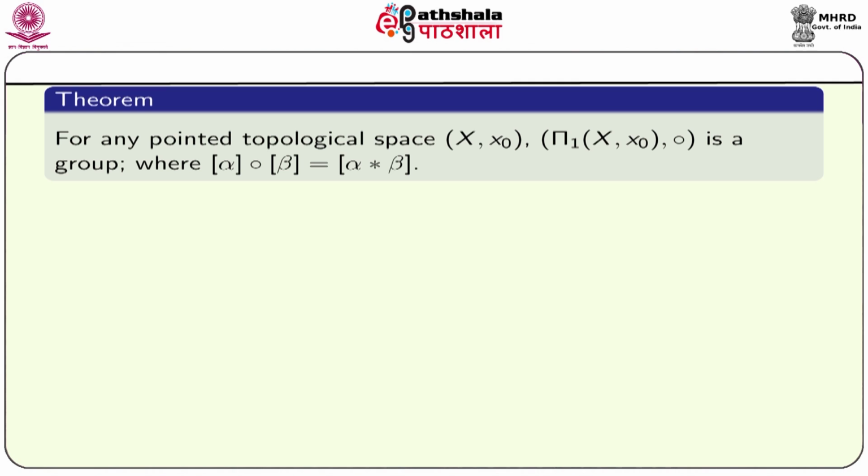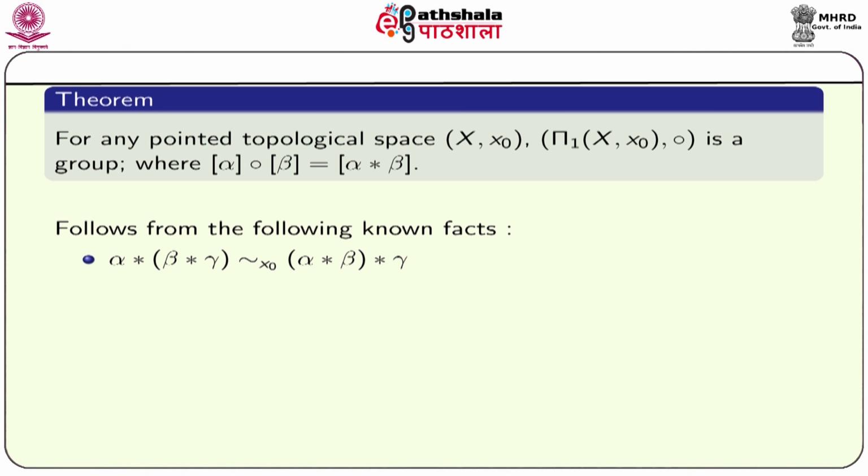Now, for any pointed topological space (X, x0), if we take the collection of all equivalence classes of loops based at x0, that means the collection π1(X, x0), then π1(X, x0) with this composition defined as class α composed class β equal to class of α star β forms a group. This follows from the following facts that we have already seen earlier, that (α star β) star γ is path homotopic to α star (β star β star γ). So, the composition of equivalence classes is associative.